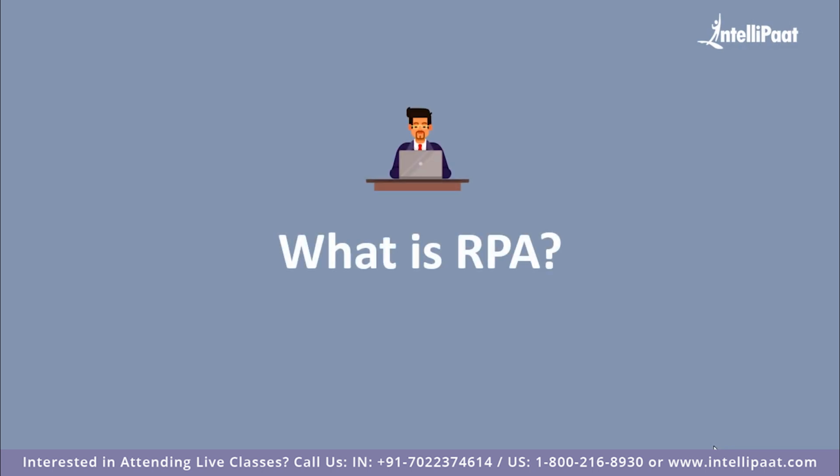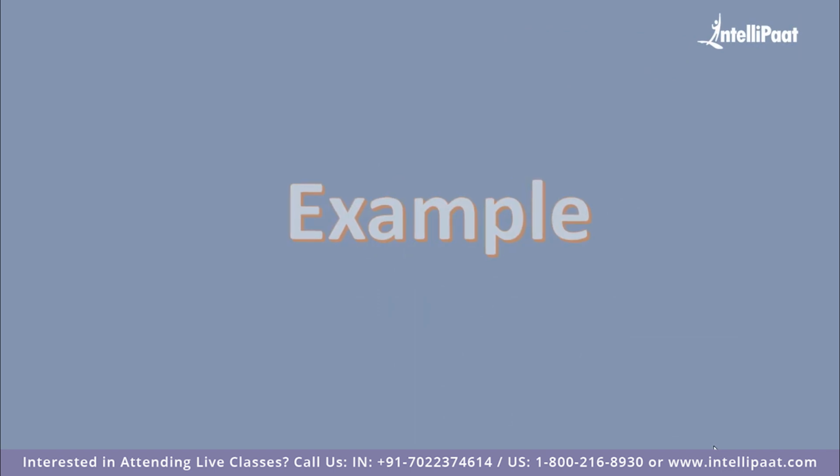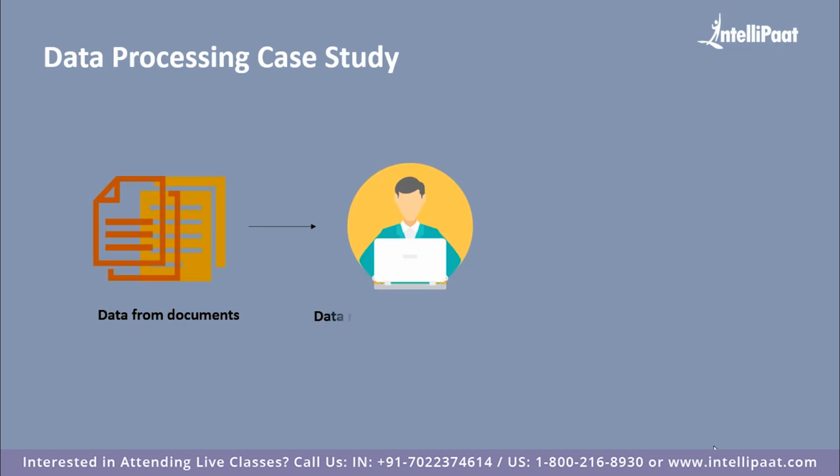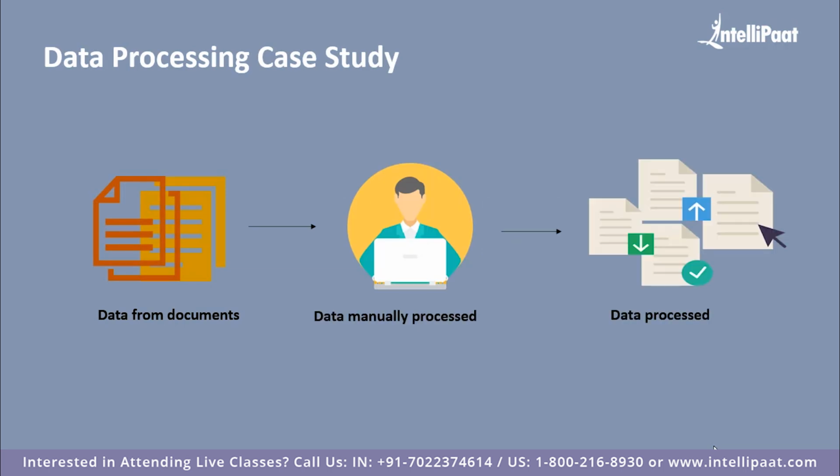So let's begin. So what is RPA? We'll try to understand RPA with the help of an example. What we'll do is we'll take an example of a process, see how we do it manually, and then what difference does RPA bring to the table. So the example we are taking here is a data processing case study. So the data is coming from the documents, it is being manually processed, and then we have a processed data. So what is this? How is this happening?